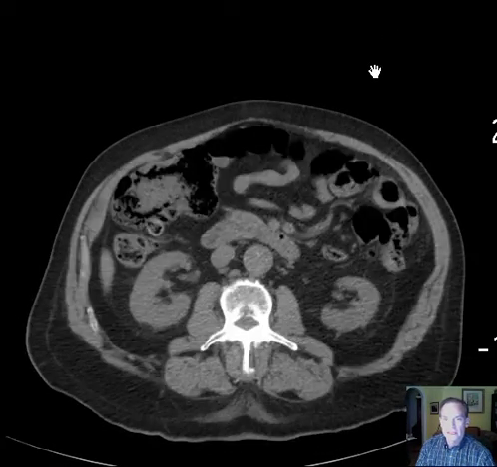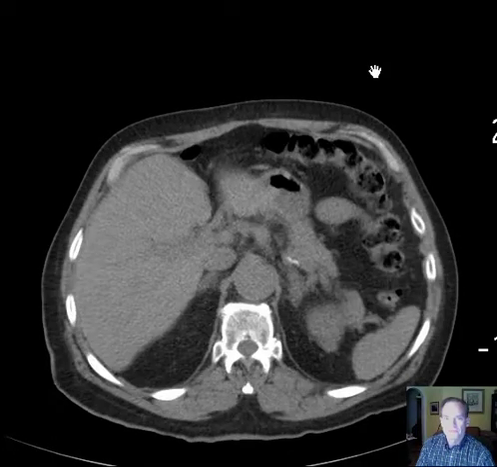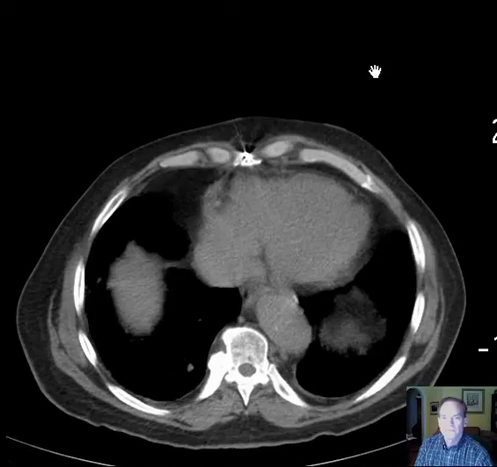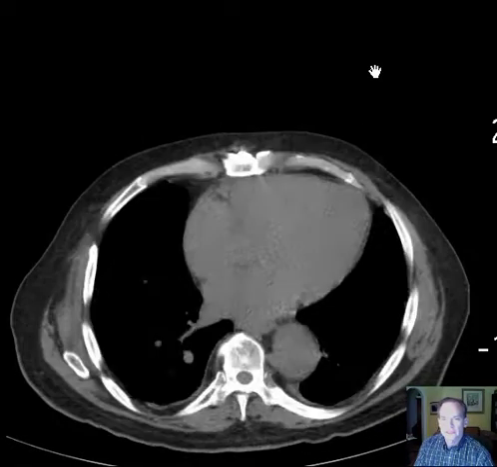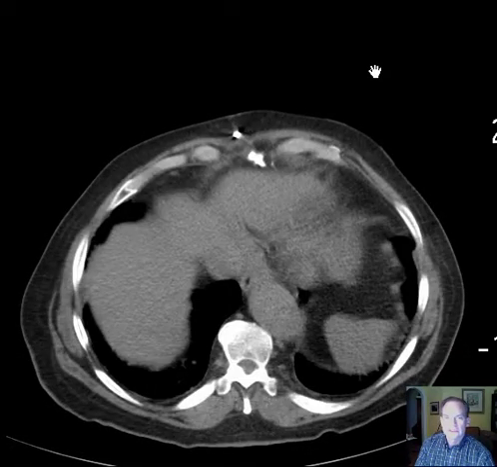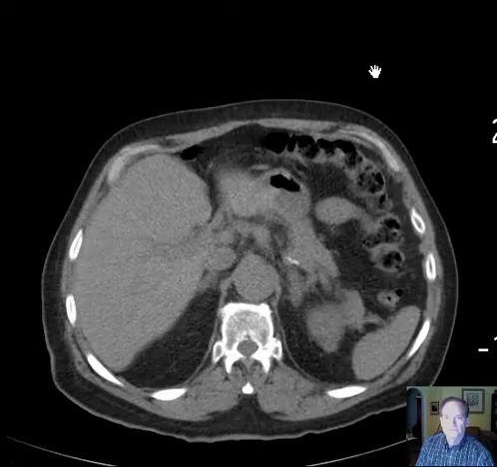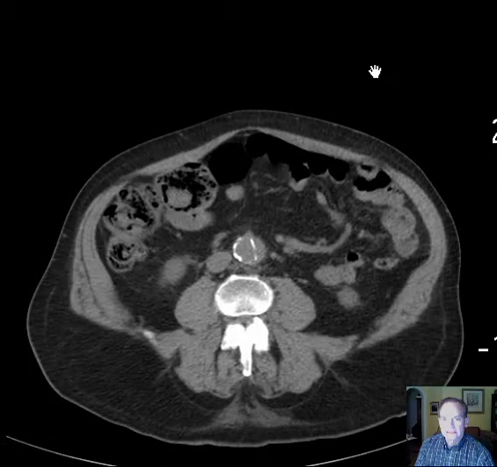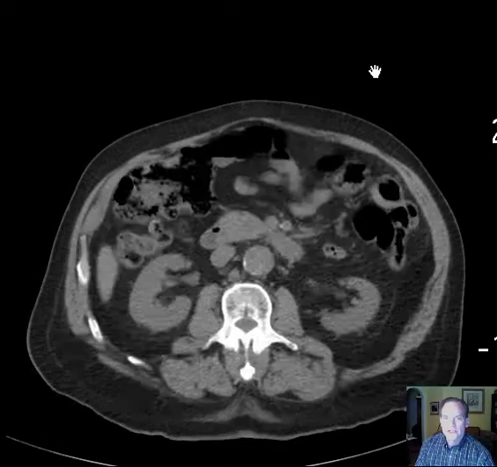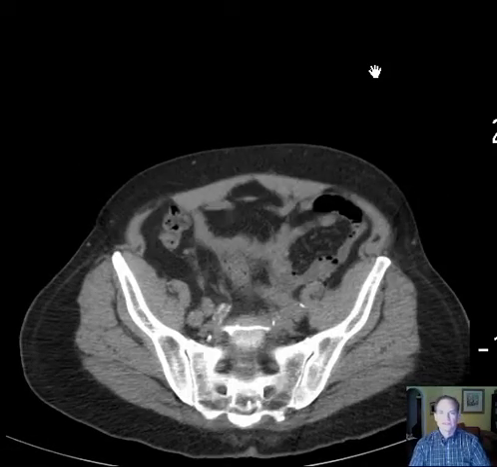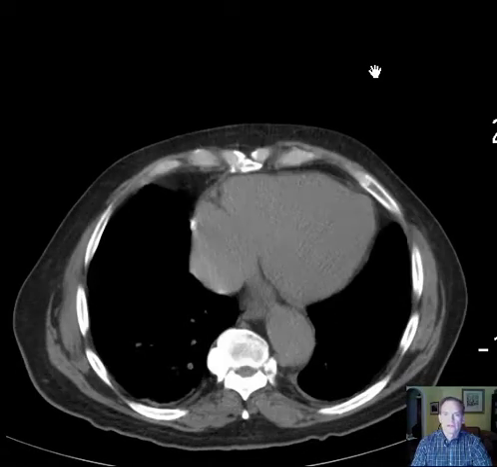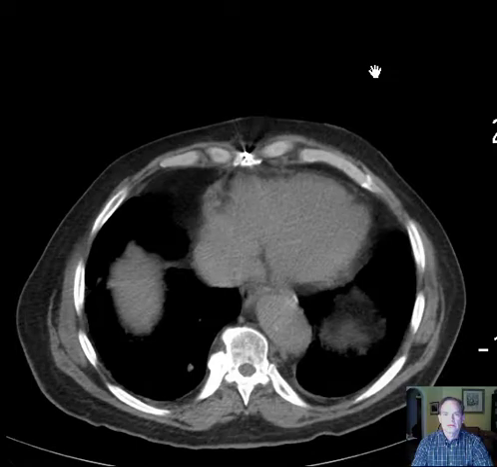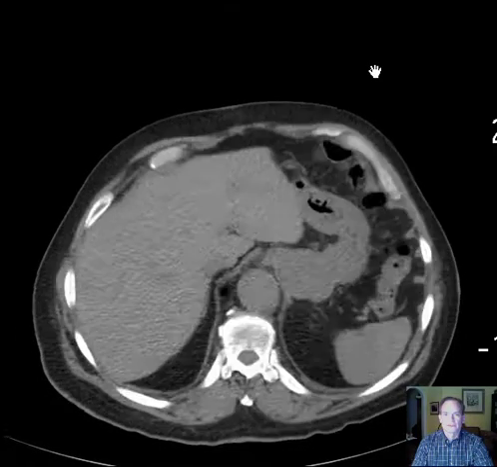This is a very interesting case. This is a patient that has chest pain and abdominal pain. I'll give you a chance to kind of peruse these images. Okay, and I will bring your attention now to the vascular structures. Think vascular. Anything seem odd in the vascular department here?